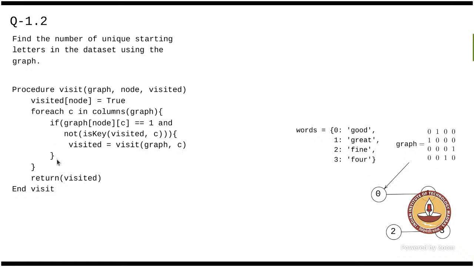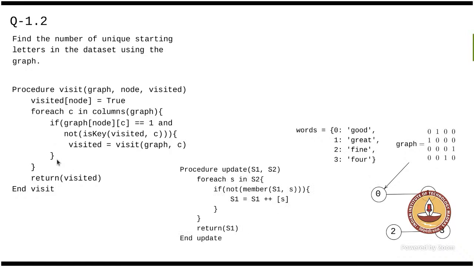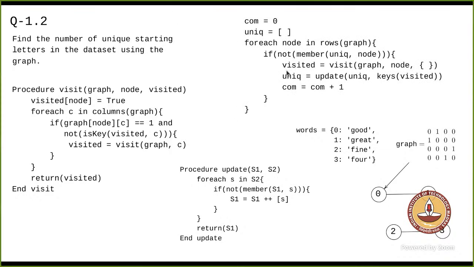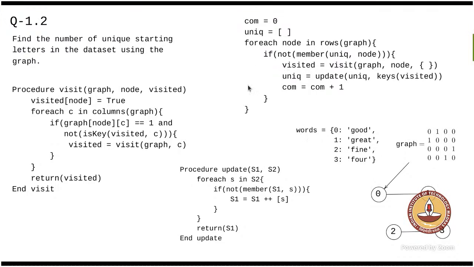Now, the catch is this. I'll come back to this. Don't worry about this now. Here is a bigger piece of code. This is the main piece of code that will help us find the number of unique letters. COM stands for community. How many communities are there? Here we have 2 communities, which is what we have to find.